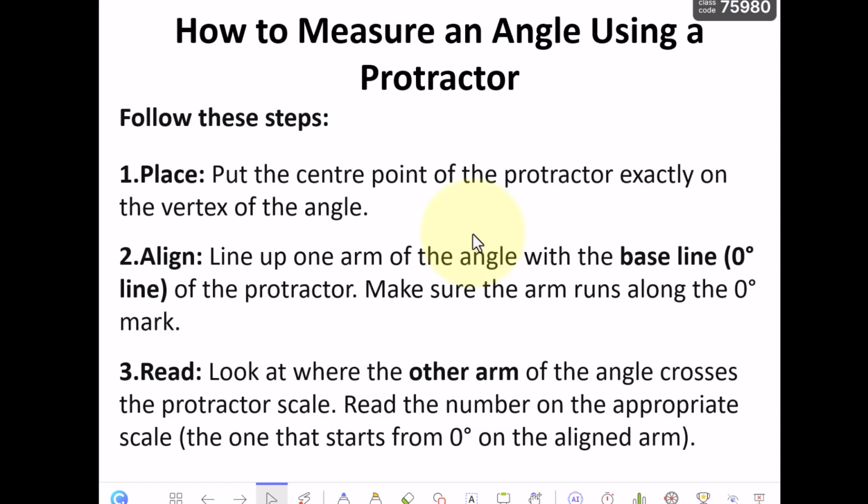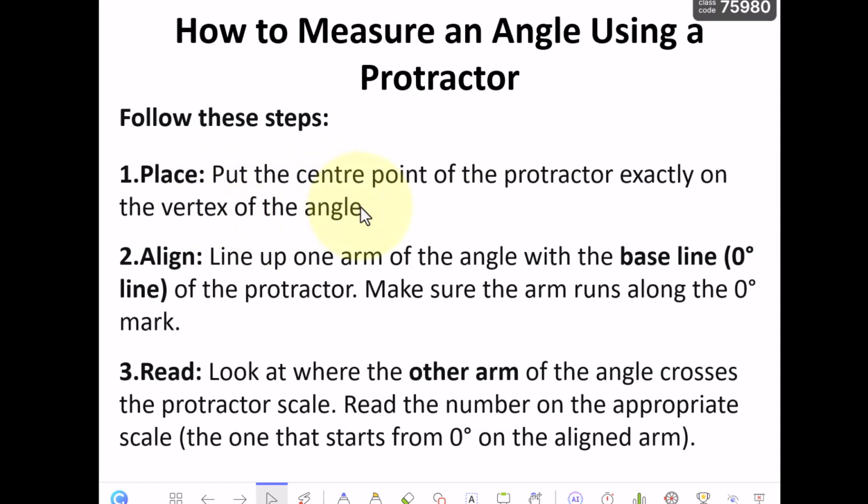Now, how to measure an angle using a protractor. So now that you know the various parts of a protractor, if you want to use it to measure, it's simple. Just place your protractor. That's what I mean by step one, place. Place the protractor using the center point of the protractor to be on the vertex of the angle.